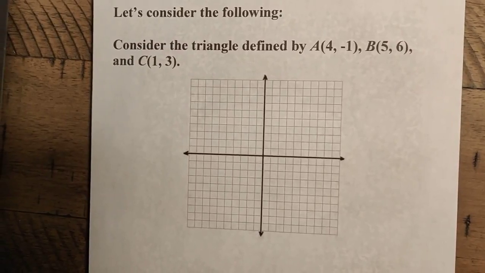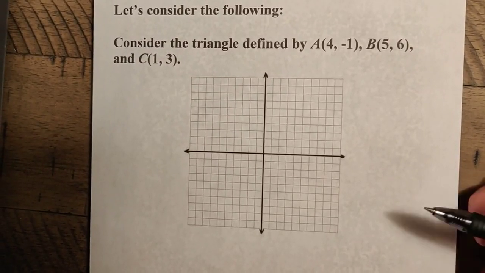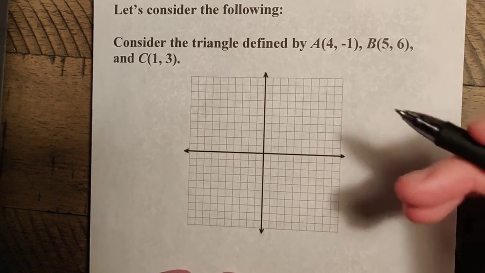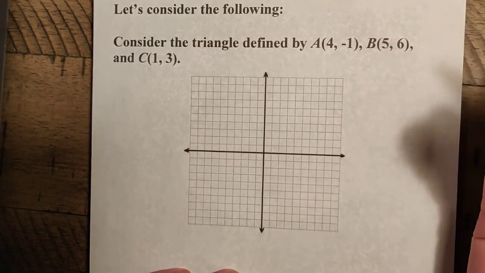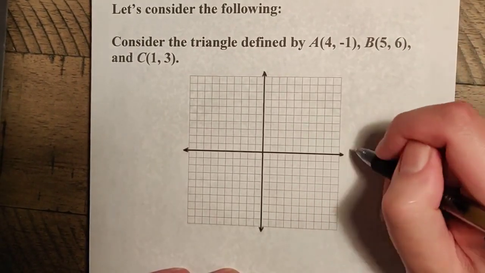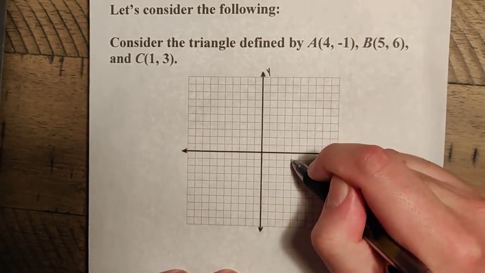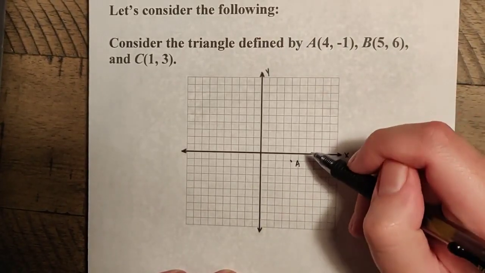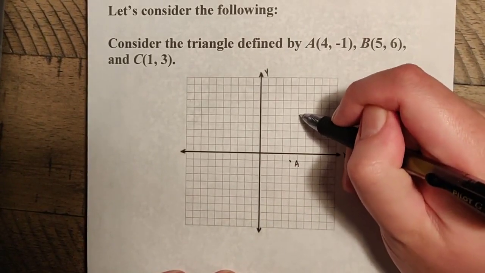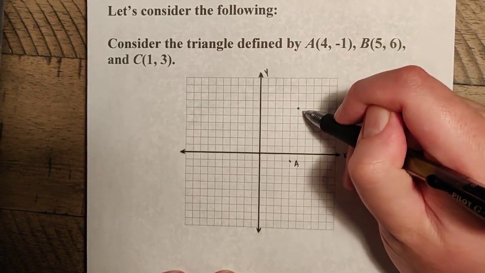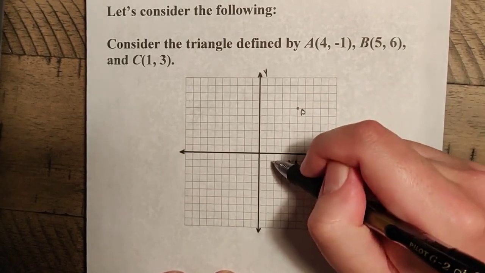All right, so let's have a look at this here. We're going to consider a triangle with these as its vertices. I think the first thing we want to do is sketch this out. So let's see. This is x, this is y. 4, -1 here, that's our point A. B is going to be at the point 5, 6. And C is going to be at the point 1, 3.